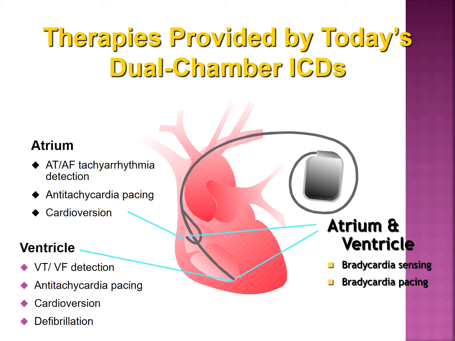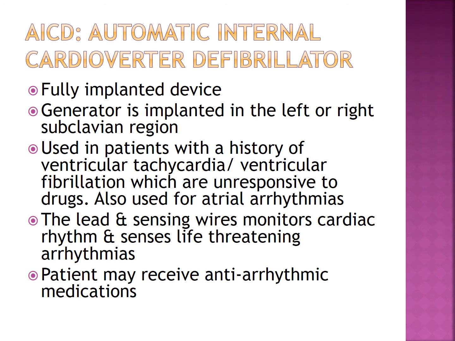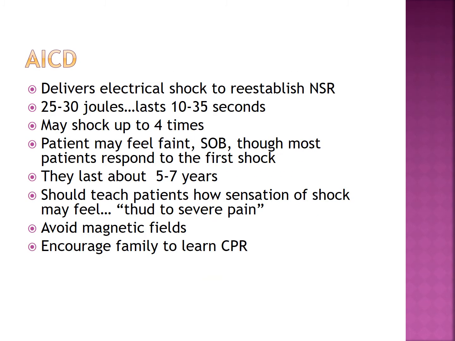All right, so here's another picture. So we have the atrium, the ventricle, and then we have the duals, right? Okay, and that's the automatic one, the fully implanted device, right? Patient may also receive antiarrhythmic medications. If they need an implanted defibrillator and it's going off, then they probably are going to be on something that will help control that, like amiodarone.